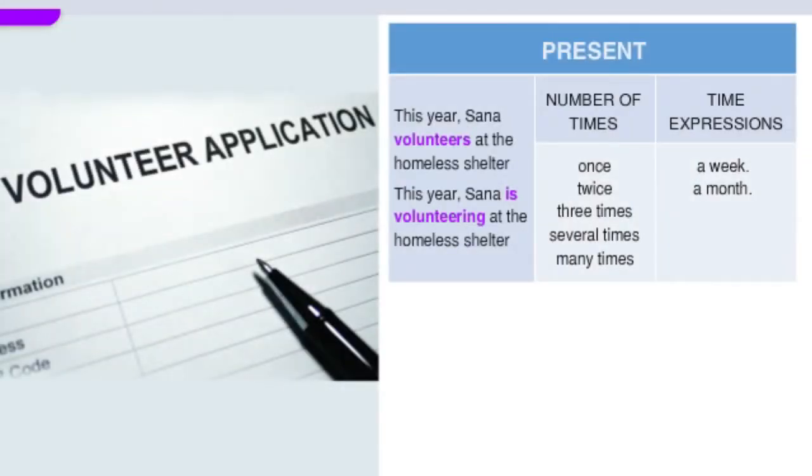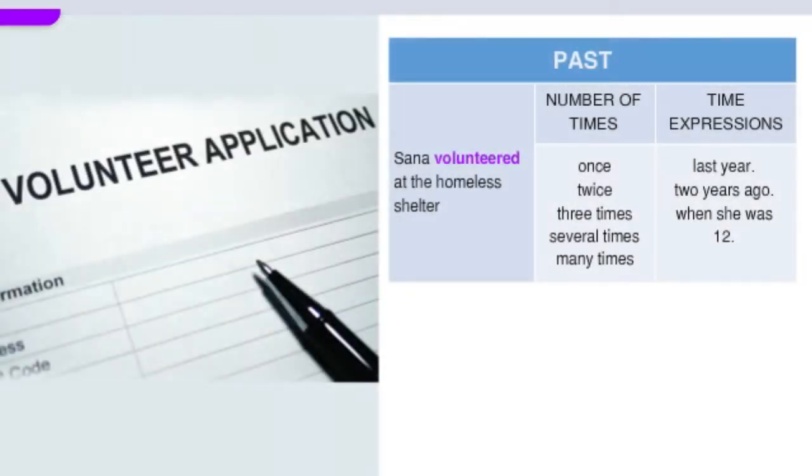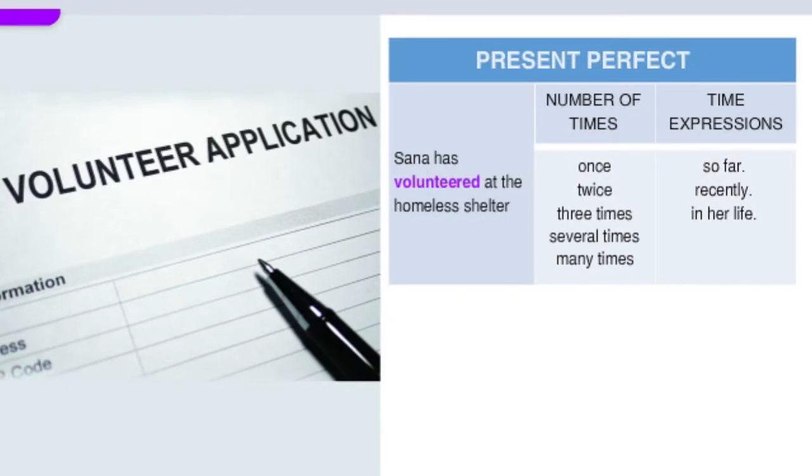Present. This year, Sana volunteers at the homeless shelter 3 times a week. This year, Sana is volunteering at the homeless shelter several times a month. Past. Sana volunteered at the homeless shelter once last year. Sana volunteered at the homeless shelter twice when she was 12. Present perfect. Sana has volunteered at the homeless shelter several times recently. Sana has volunteered at the homeless shelter many times in her life.